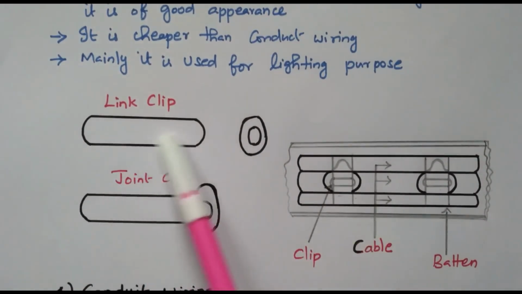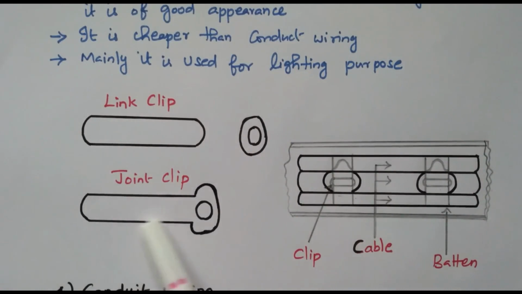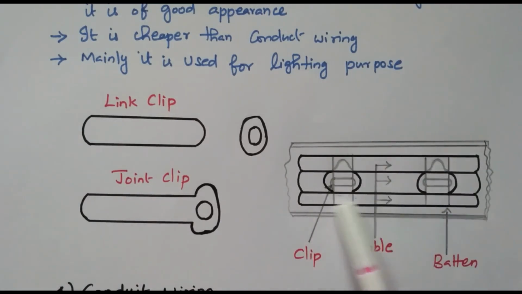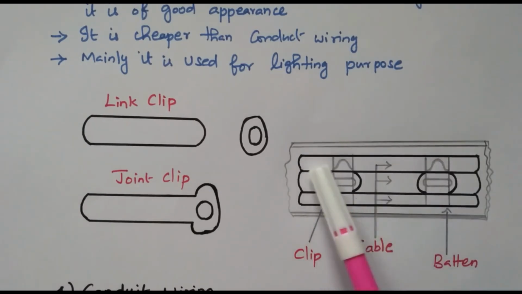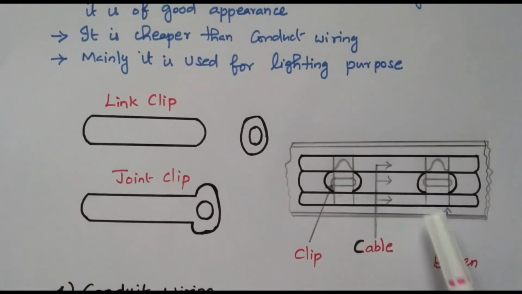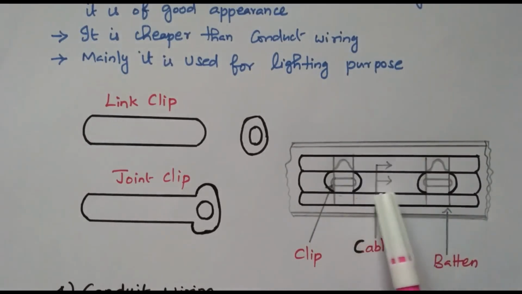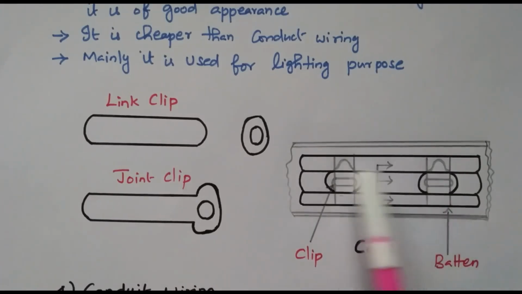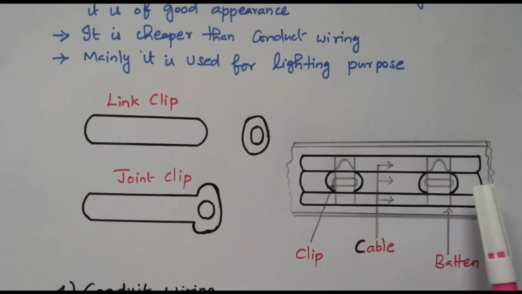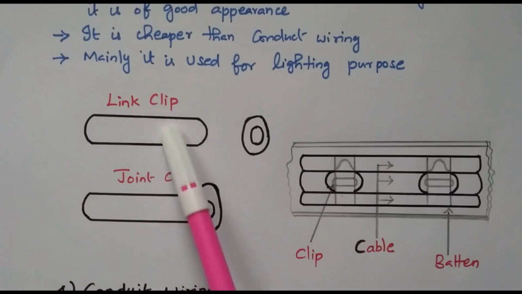So this is the link clip and the joint clip. Through the joint clip only the conductors are placed. See here, one wiring model is available. So this is the wooden reaper. So this is the clip, link clip. These three lines represent three conductors running. We can place the three conductors, for example, neutral, phase, earth. These three conductors are held tightly by the link clip and joint clip.